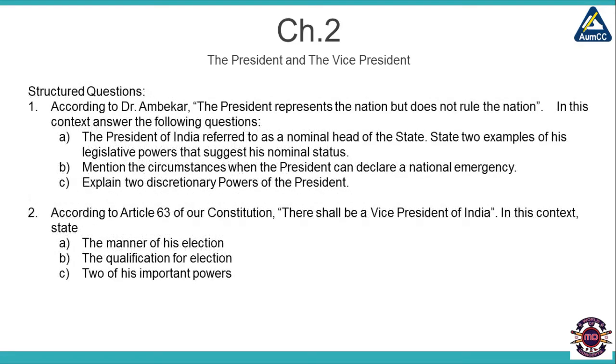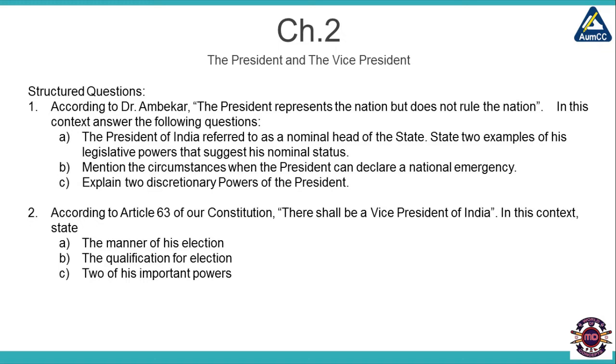When it comes to chapter 2 structured questions, according to Dr. Ambedkar, the President represents the nation but does not rule the nation. In this context, answer the following questions. The President of India, referred to as the nominal head of the state: state 2 examples of his legislative powers that suggest his nominal status. Mention the circumstances when the President can declare a national emergency. Explain 2 discretionary powers of the President.